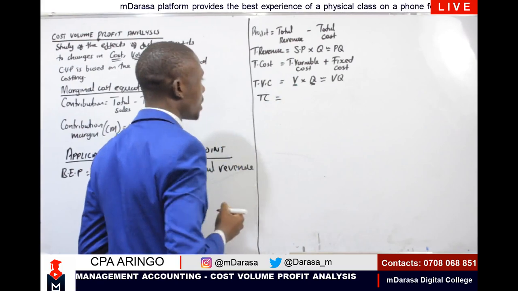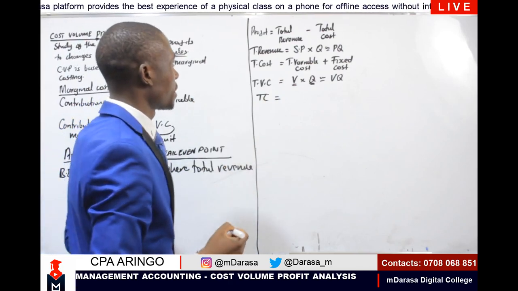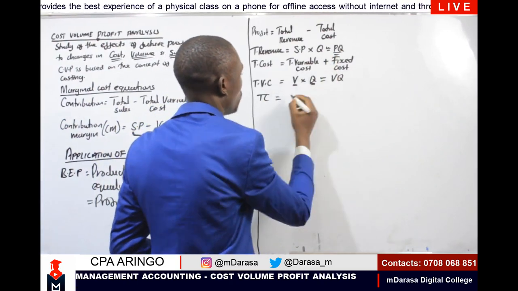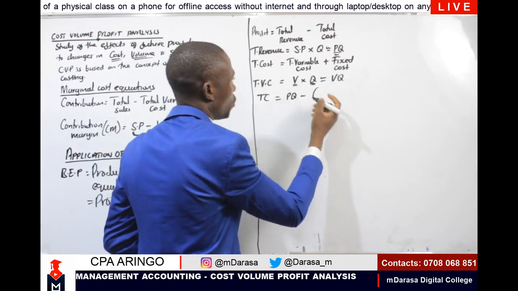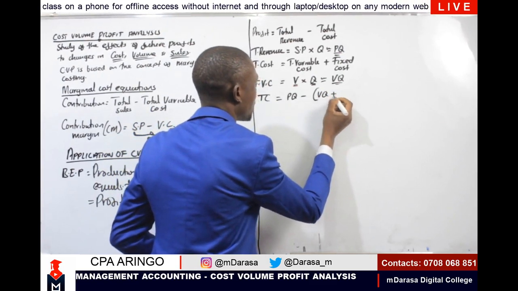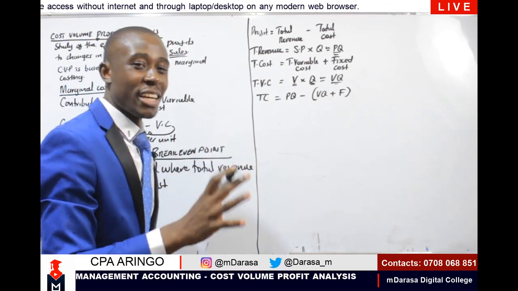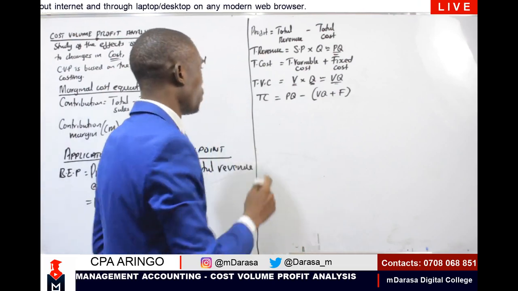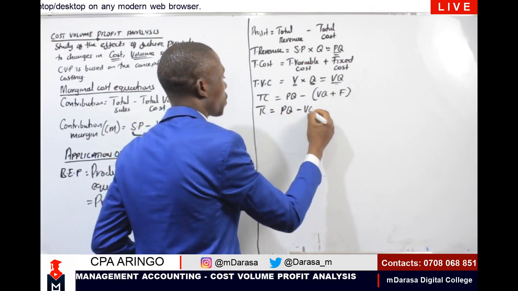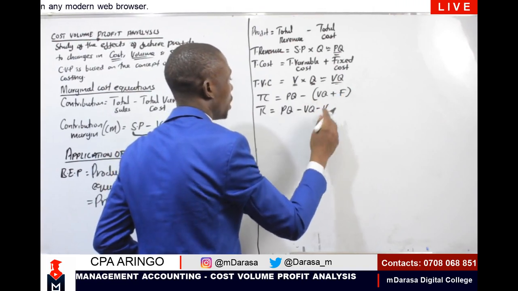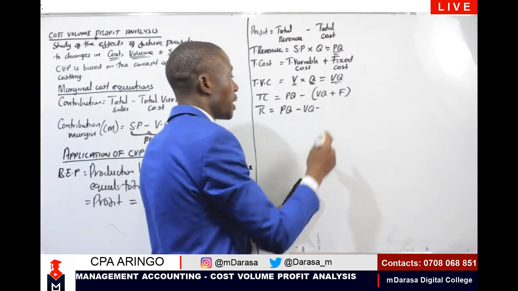So clearly here we can say, for us to determine our profit, and look at it very carefully, we normally talk of total revenue, which is PQ, minus total cost, which in this case is VQ, variable cost, plus our fixed cost. That should give us our profit, right? So if you open the bracket, PQ minus VQ minus fixed cost, because you know very well that negative is stronger than positive. So therefore, we should be talking of minus fixed cost.